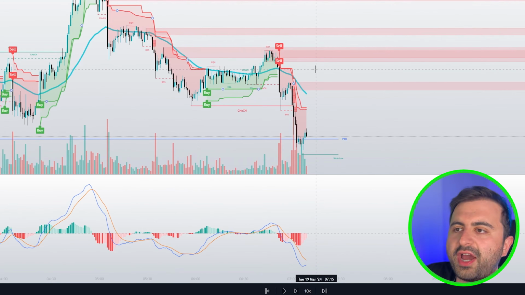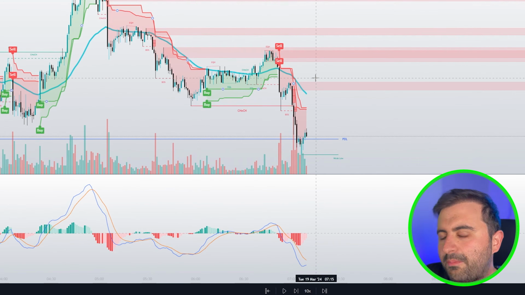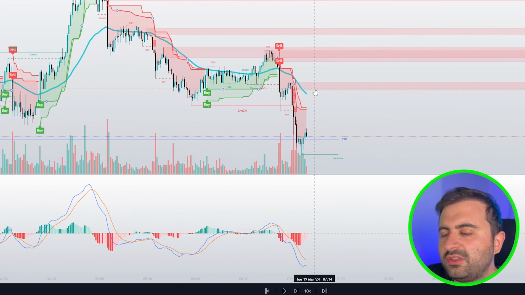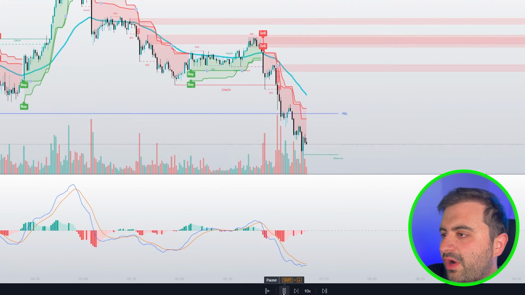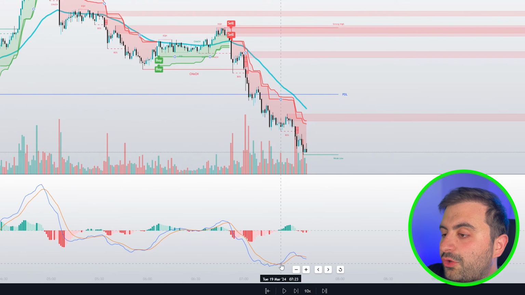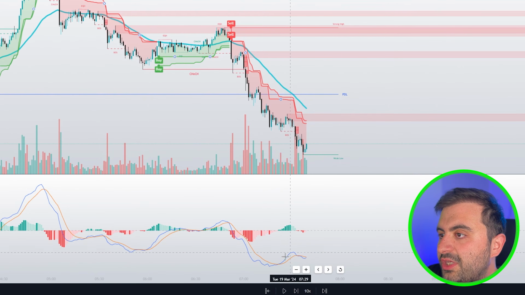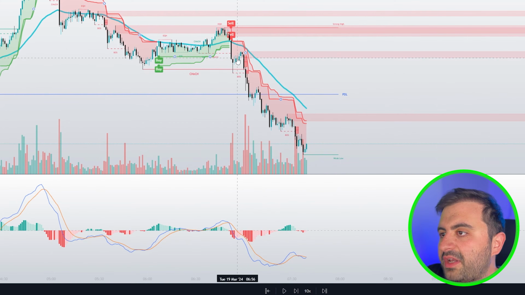And you can ride the trade until you see a buy signal, until you see a cross up from the MACD, or until you see a bullish fair value gap. Let's hit the play button and see which one will come first. We got a cross up from the MACD, and you can close out your position here. It's a very nice profit.